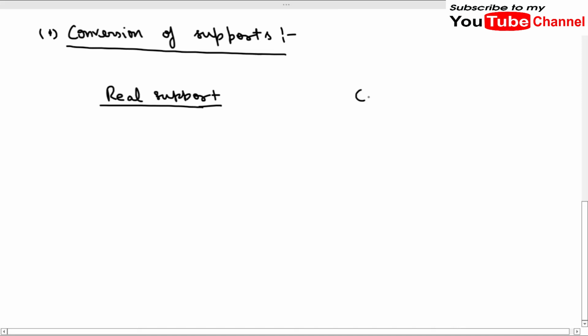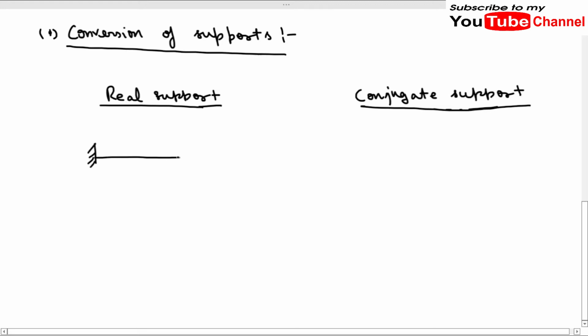And let me write it here as conjugate supports. We will discuss them one by one. Now first of all, let us discuss a support. Let me draw it here like this. So this is our fixed support.